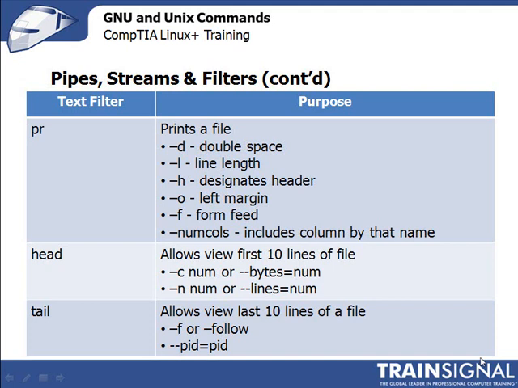The next filter, head, allows you to view the first 10 lines of a file. Its options are -c NUM or --bytes=NUM. The next option is -n NUM or --lines=NUM. Conversely, the tail command lets you view the last 10 lines of a file. Its options are -f or --follow, --pid=PID.